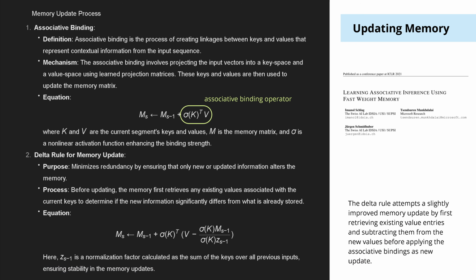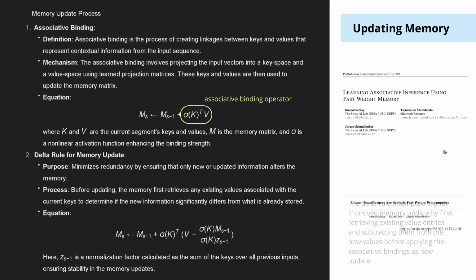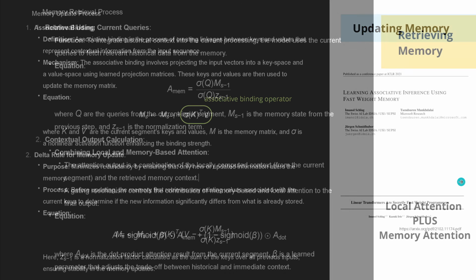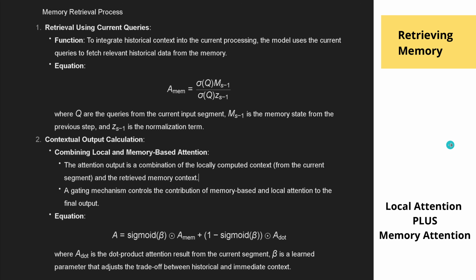You have normalization factors and everything that you know. So you see, this is, if you want, the mathematics of the updating process for a memory matrix. If you want to learn more about the delta rule, I particularly recommend this AI preprint about linear transformers as secretly fast weight programmers. Now to the second part.